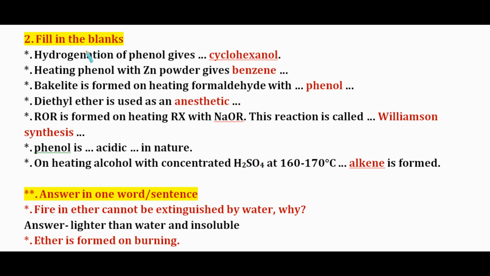Now the questions are fill in the blanks. Hydrogenation of phenol gives cyclohexanol. Heating phenol with zinc powder gives benzene. Bakelite is formed on heating formaldehyde with phenol. Diethyl ether is used as an anesthetic. ROR is formed on heating RX with NaOR. This reaction is called Williamson synthesis. Phenol is acidic in nature. On heating alcohol with concentrated H2SO4 at 160 to 170 degrees Celsius, alkene is formed.